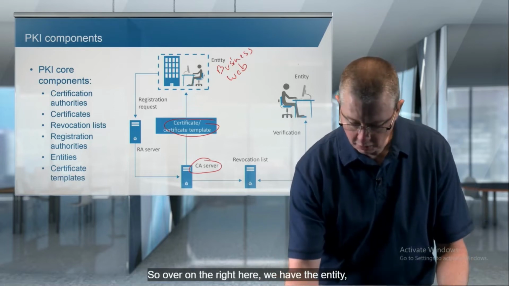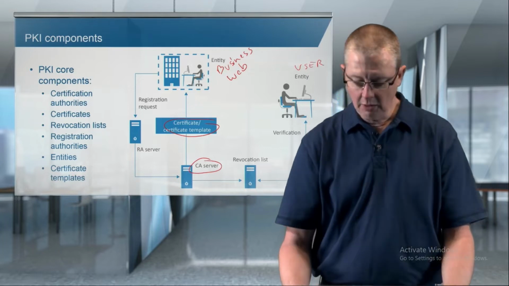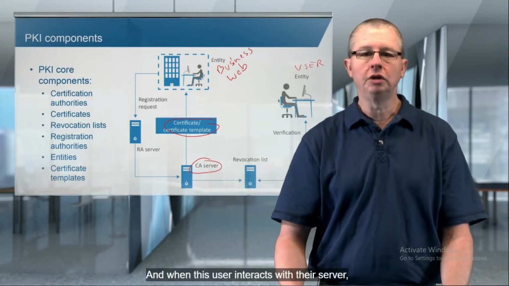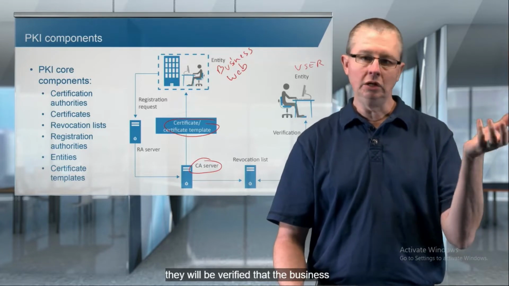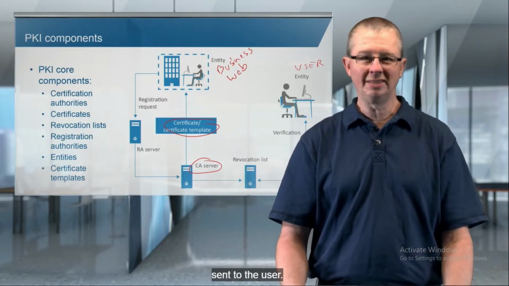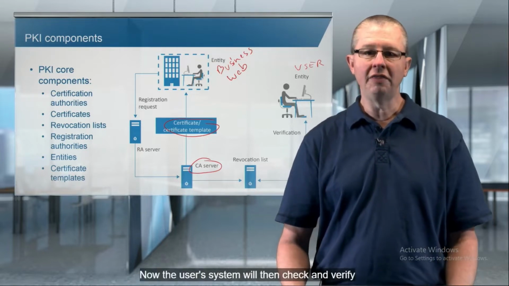So over on the right here, we have an entity, we'll call him the user. And when this user interacts with their server, they will be verified that the business is who they claim to be because their certificate will be sent to the user. Now, the user's system will then check and verify that the certificate is valid.